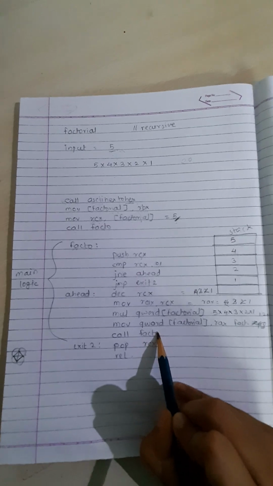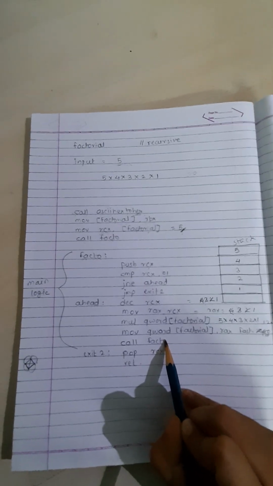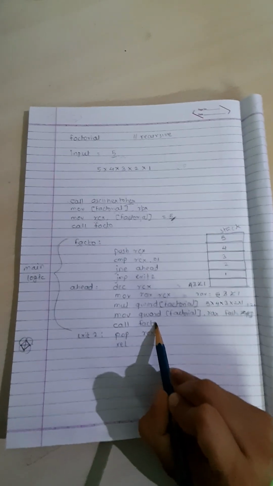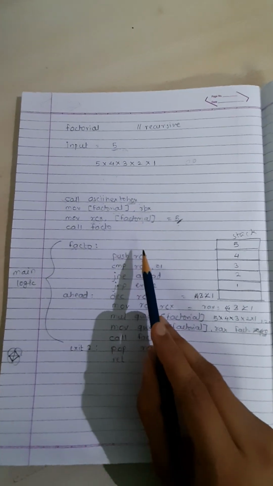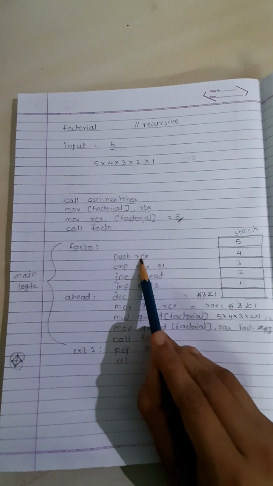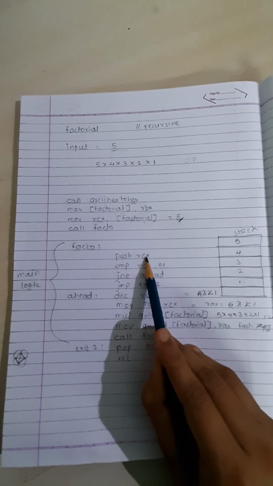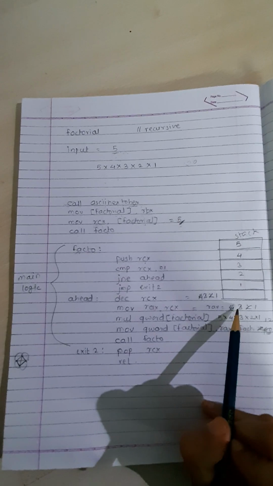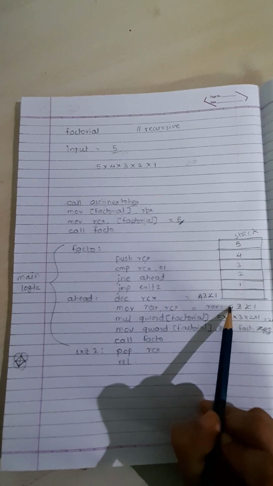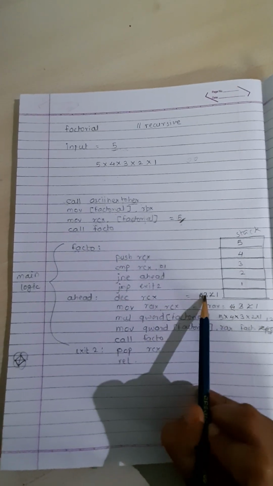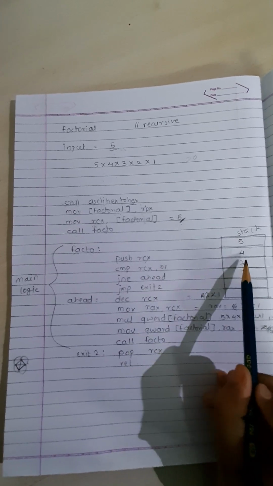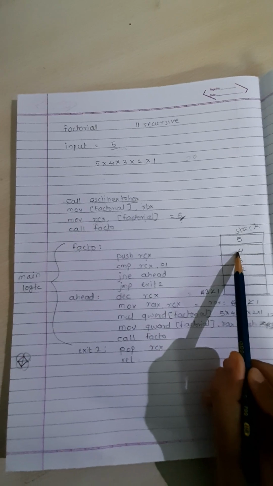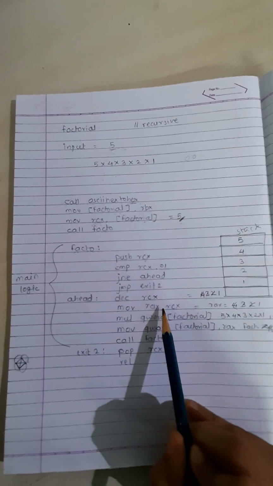We are doing this program by the recursive method. Recursive means what? Calling the procedure inside the same procedure. So we are calling factor again. Then in the second iteration, push R6 into the stack. What is the R6 value here? R6 is 4. So 4 is pushed on the stack, then it is compared with 1. If not equal to 1, then decrement the R6.